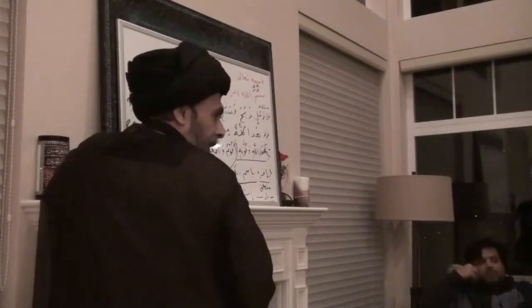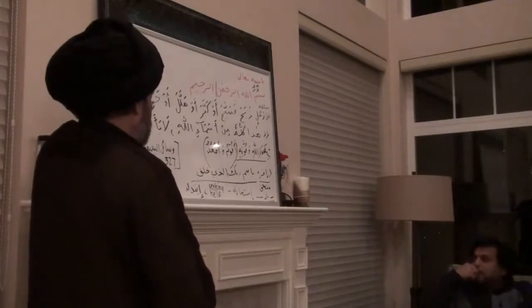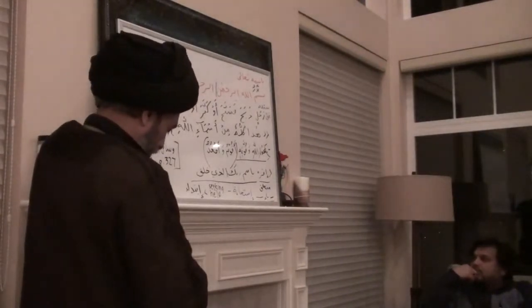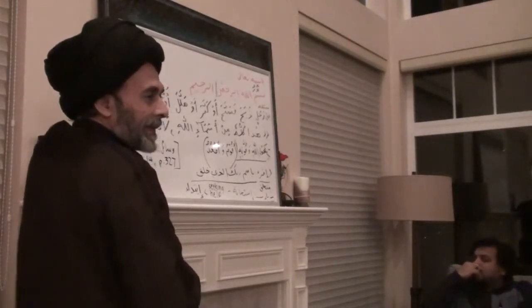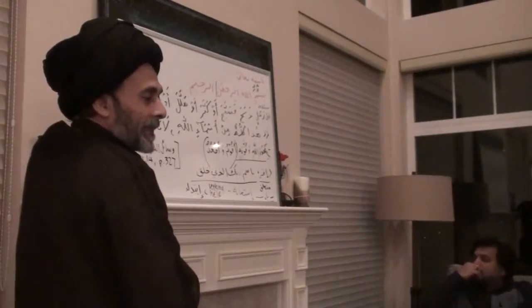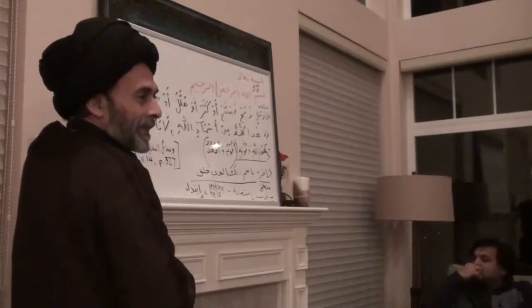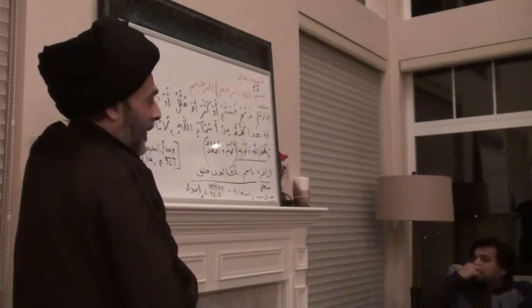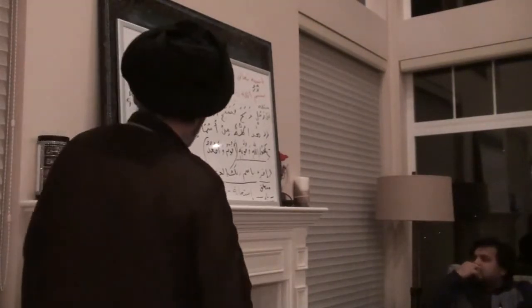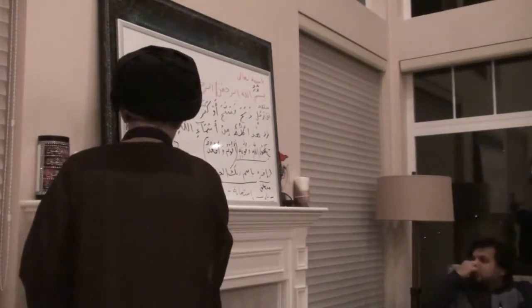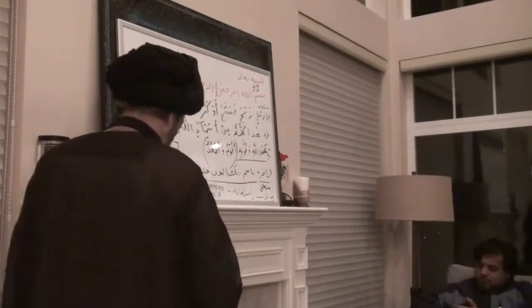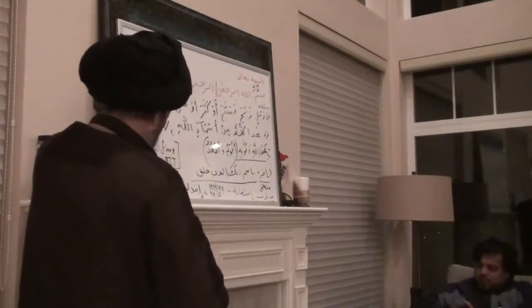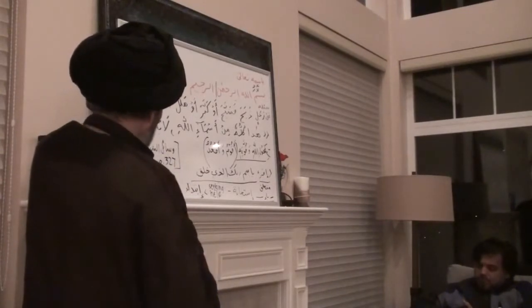Another thing: the muta'allaq for Bismillah Rahman Rahim cannot be the person actually repeating it, saying it. What do you mean? Could the muta'allaq for Bismillah Rahman Rahim be that when I say Bismillah Rahman Rahim, I am the muta'allaq for that sentence? No, according to the rules of the grammar, the muta'allaq has to be necessarily either a verb or a noun. That's it.